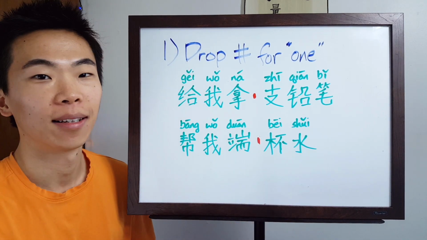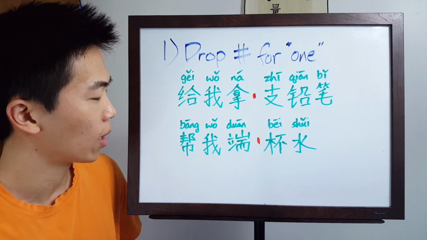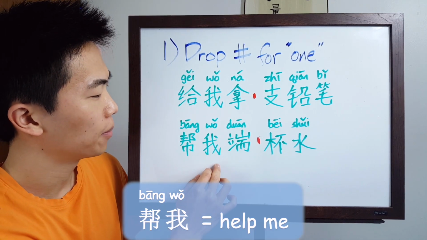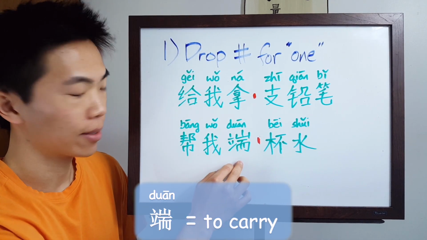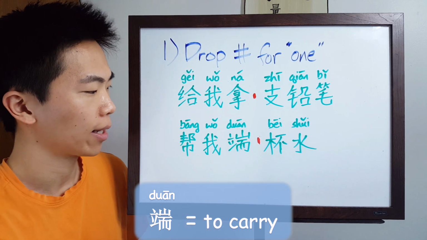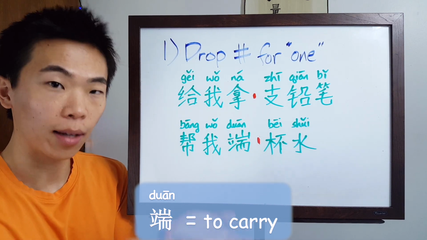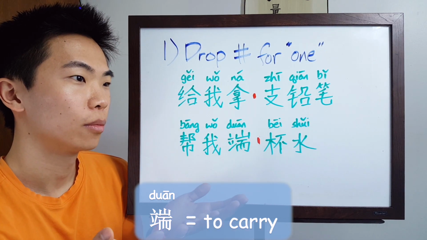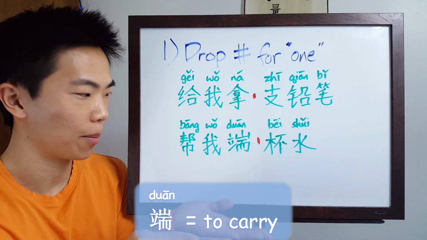Help me get a cup of water, or get me a cup of water. 帮我 is help me. 端 is the verb here, and it means to carry something, holding it up.